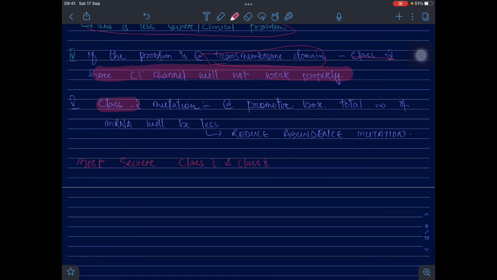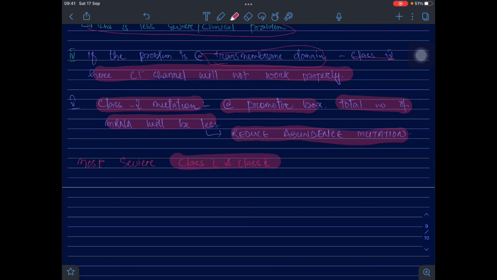In class 5 mutation, at the promoter box, the total number of mRNA will be less. So this is known as reduced abundance mutation. Okay, when we look at the severity of the mutation, which class is the most severe? Class 1 and class 2 types of mutation are the most severe ones. Class 1 and class 2 are the most severe, and classes 3, 4 and 5 are quite milder ones.